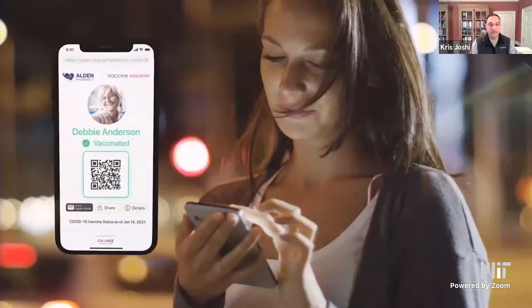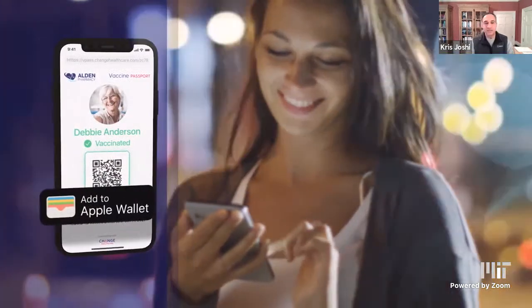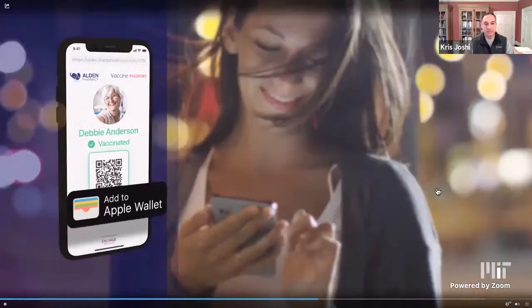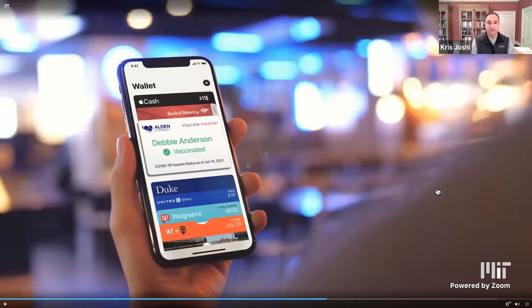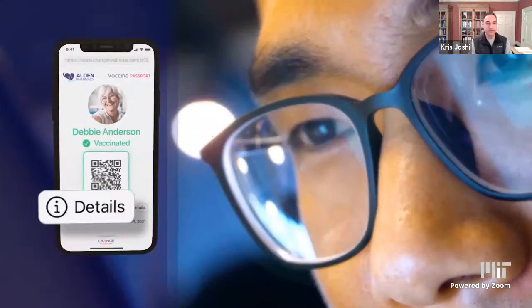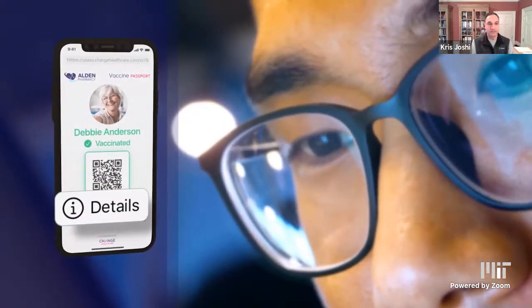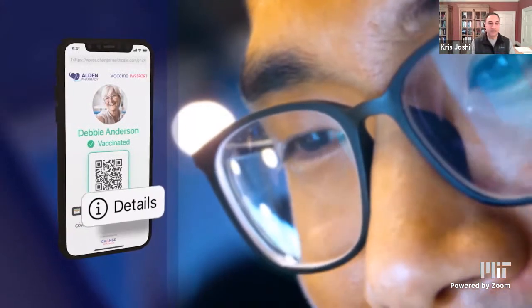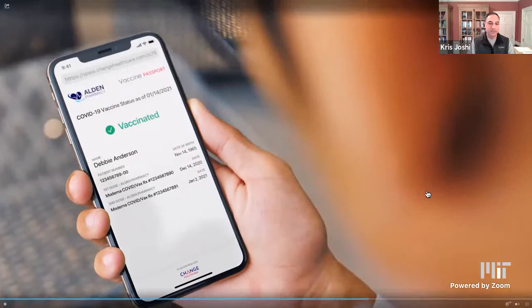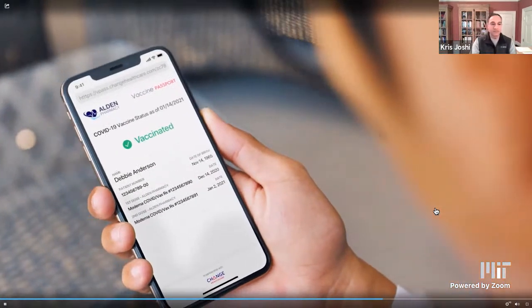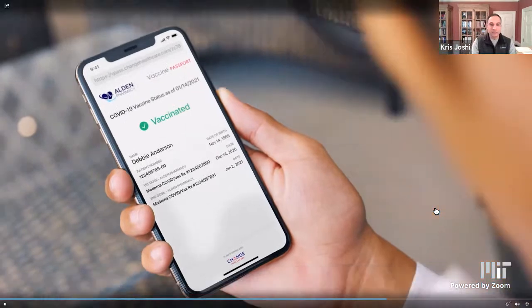To save the passport to a phone, the individual clicks the Add to Wallet button appearing on the home screen and follows the prompts. Now the passport is easily accessible anytime it's needed. By clicking the Details button, the individual can share information based on the CDC's COVID-19 vaccination record card, including vaccine type, date each dose was received, where it was administered, and, if applicable, when the next dose is due.